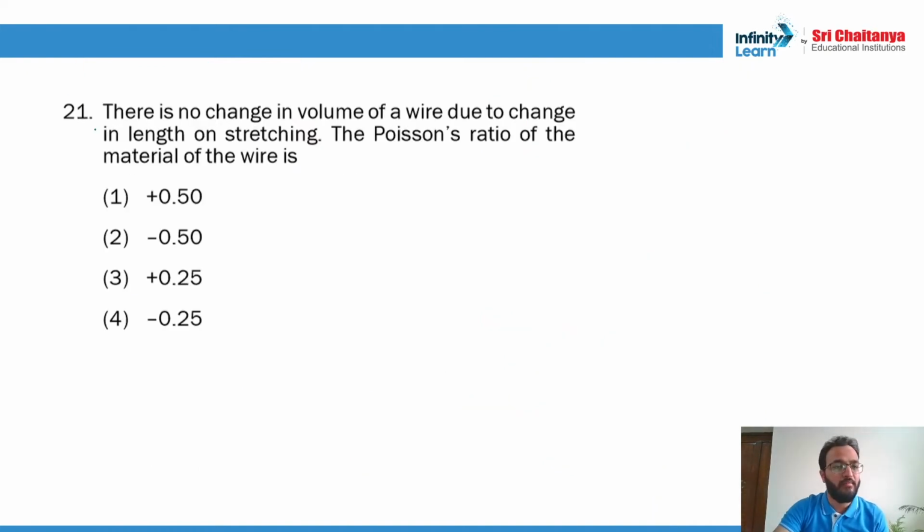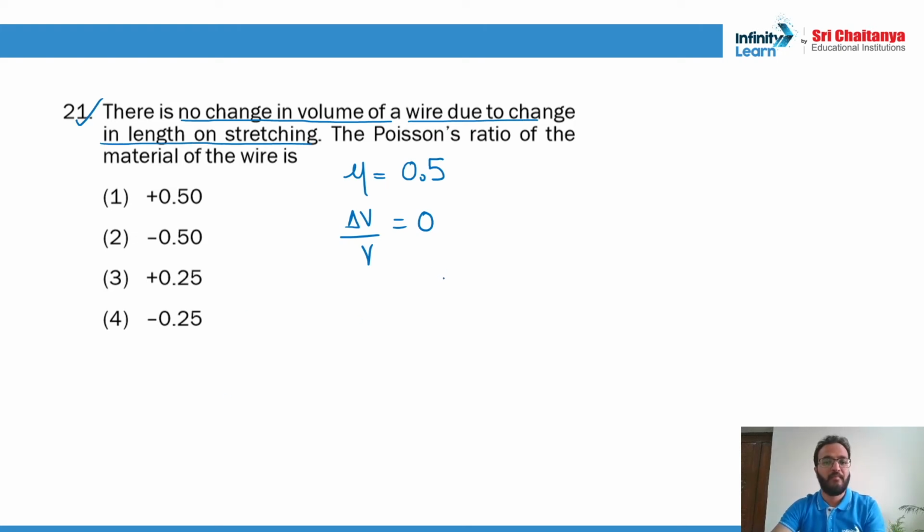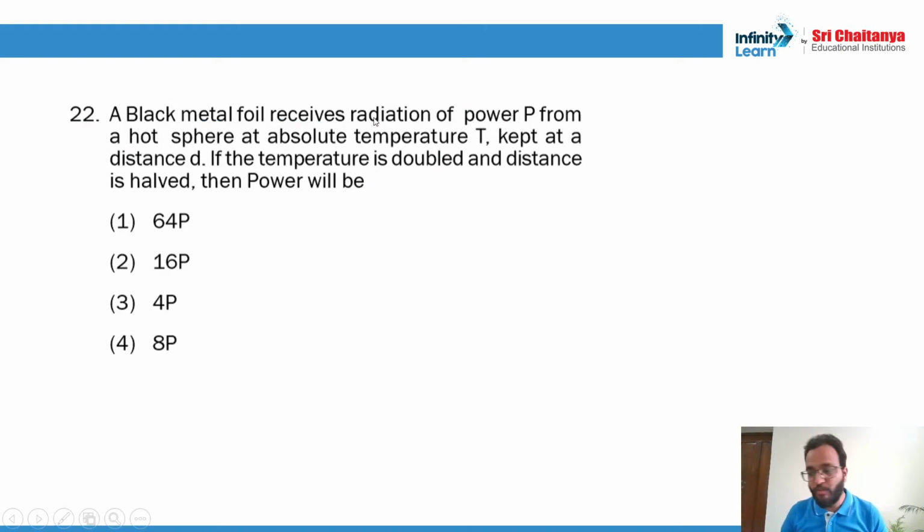Question number 21. There is no change. I have already told you in my YouTube lecture and in the class as well, that whenever the Poisson's ratio of the material of the wire is plus 0.5, then delta V by V becomes 0. That means no change in volume of a wire. Remember this thing, okay? Let's do question number 22.